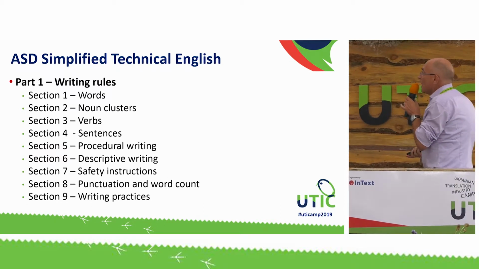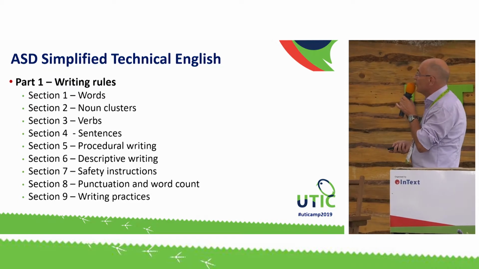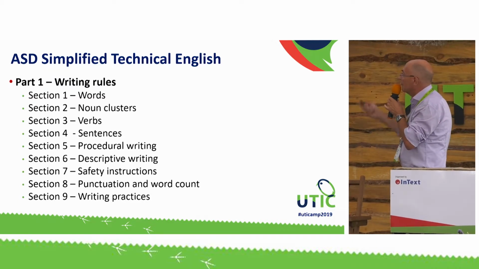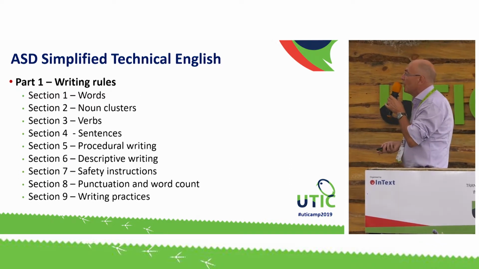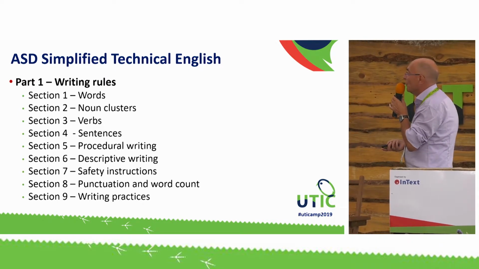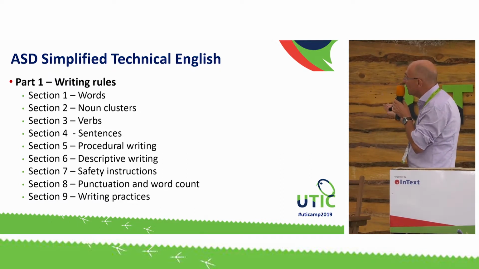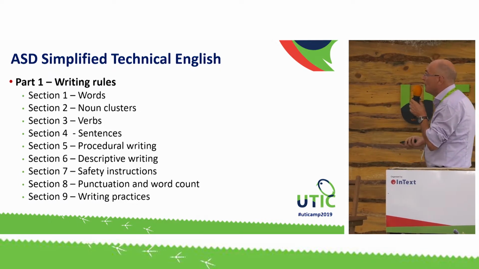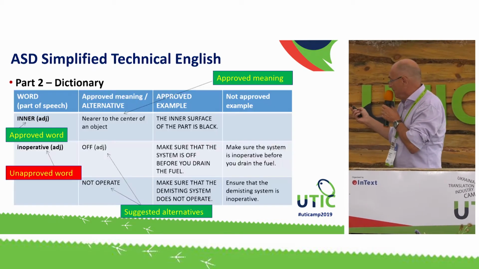The writing rules are divided in this way. We have 9 sections. The first one is about the use of words. The second one is about the use of noun clusters. The number 3 is the use of verbs. Then we have sentences, procedural writing, descriptive writing, safety instructions, punctuation and word count, and writing practices.